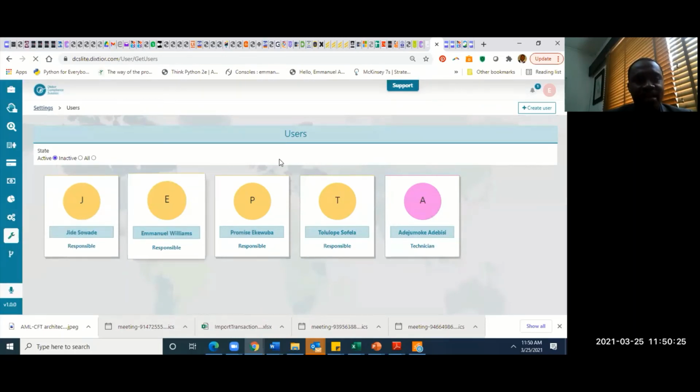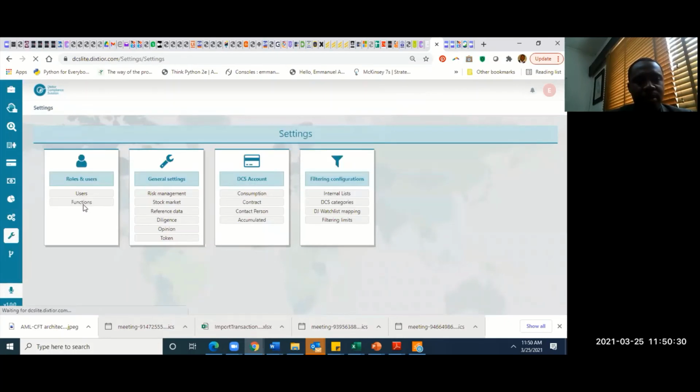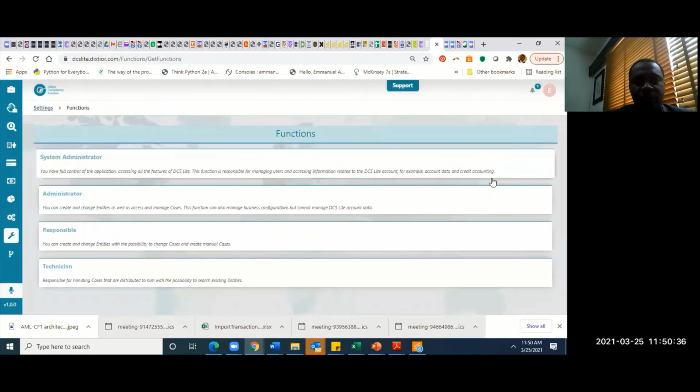If I go back a bit, one step. So we have system administrator, you can create administrator, responsible, technician, and functions that have been created within the system.